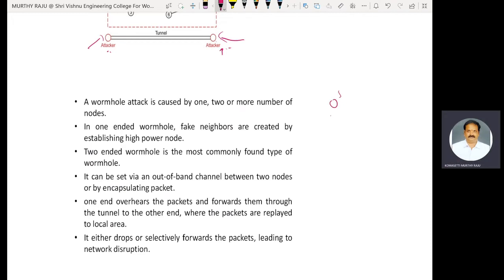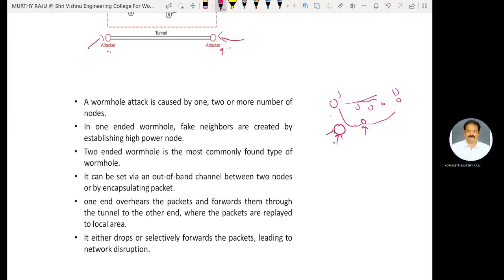This is the source node. This is the destination node. So many nodes are there in between these. In one-ended wormhole, fake neighbors are created. This is the fake neighbor. Instead of this one, the path is like that. These fake neighbors are created by establishing a high power node.